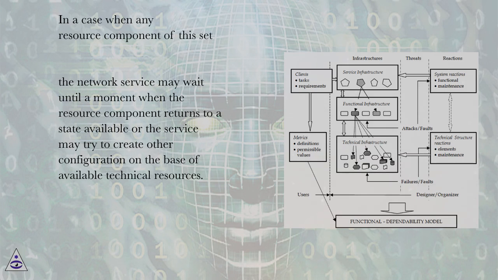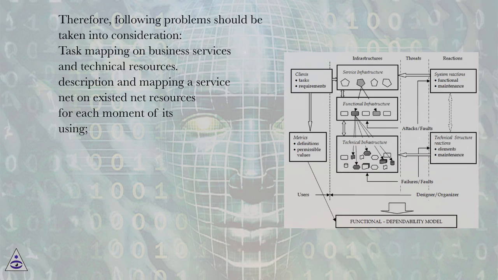In a case when any resource component of this set is in a state out of order or busy, then the network service may wait until a moment when the resource component returns to a state available, or the service may try to create other configuration on the base of available technical resources. Therefore, the following problems should be taken into consideration.